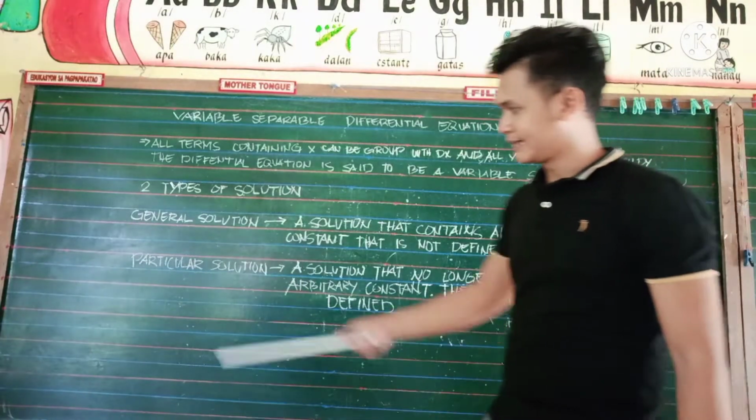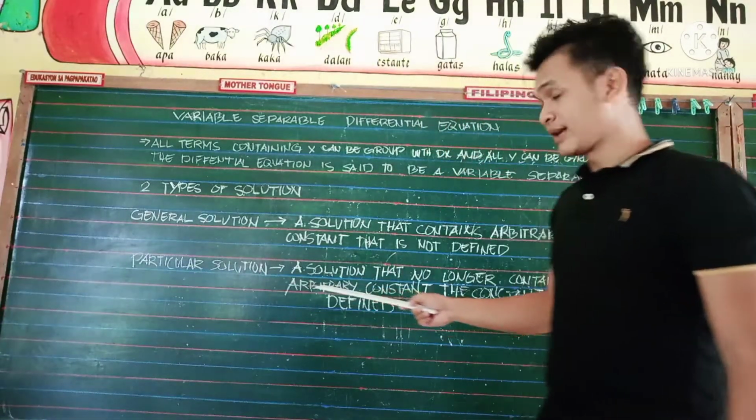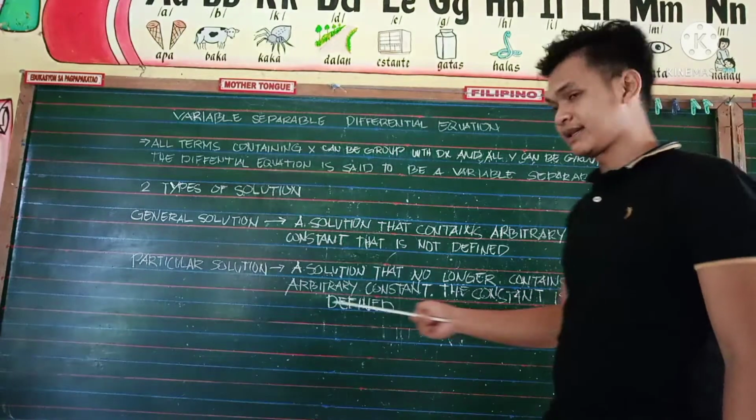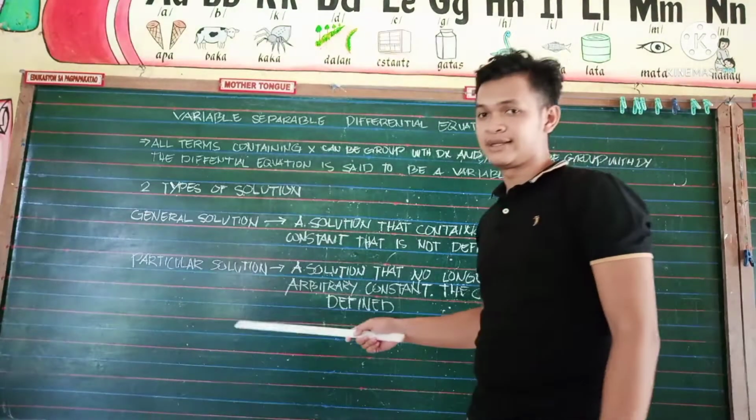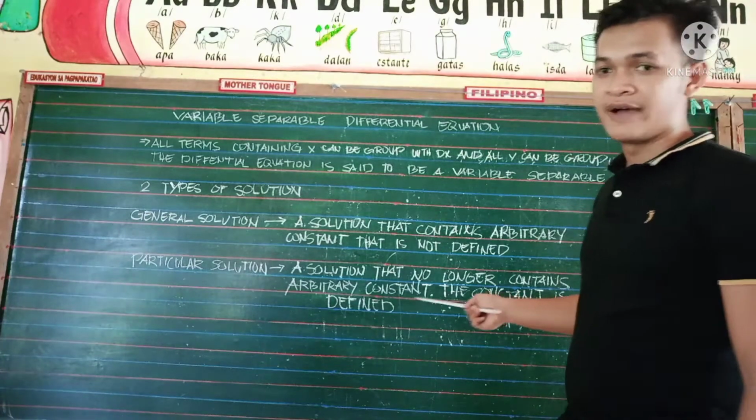So this is the particular solution: a solution that no longer contains an arbitrary constant. The constant is defined, meaning that the constant has a value.